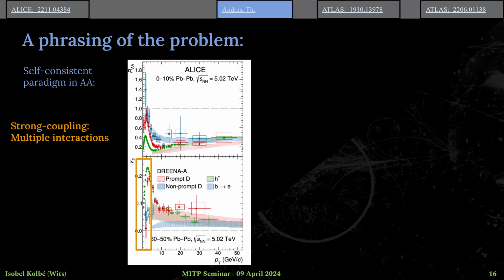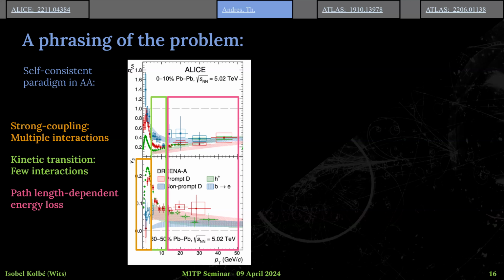and they are creating a fluid, and this results in this v2. Okay, then we understand, I haven't spoken about this kinetic transition, this intermediate region up to sort of 10 or so GeV. But suffice it to say, we also understand the fall-off in the v2 because we understand how the kinetic theory works. And then we understand the RAA in this region, precisely this energy loss.